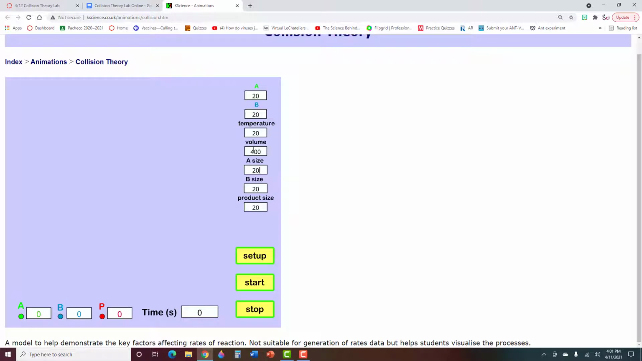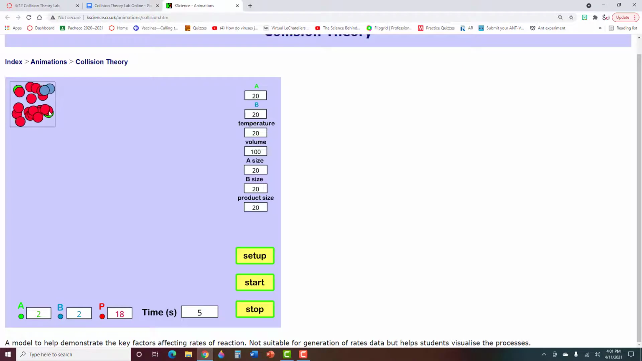This is 20. This is now 100. Setup. See? Tiny. And now that they're in this tiny box, it's hard to escape each other. They're all crowded in there. And if it's hard to escape each other, you're more likely to run into each other. See how quickly those are reacting?